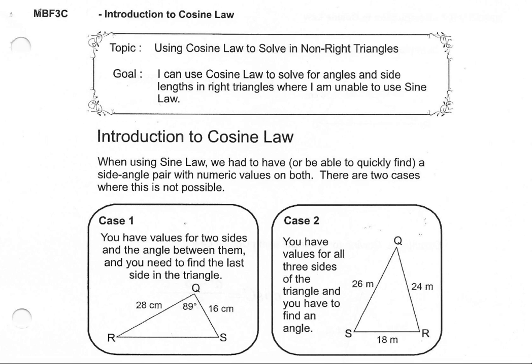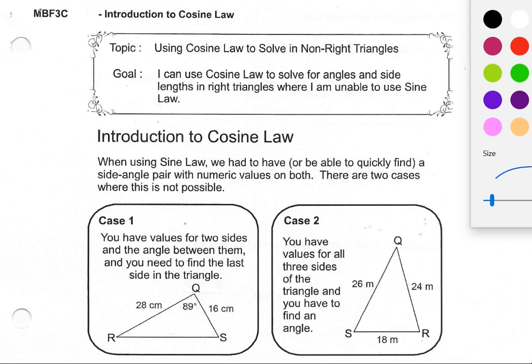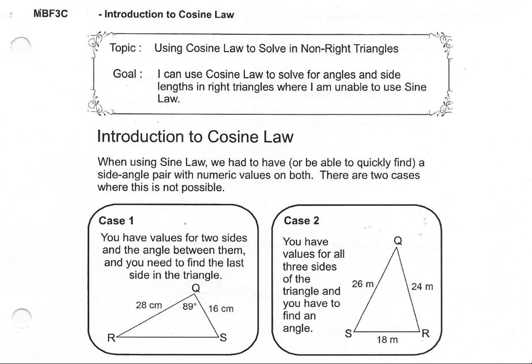Hi, this is Ms. Park, and today's video is called the cosine law. The cosine law is another tool that we'll use to find missing sides and angles in a non-right angle triangle.